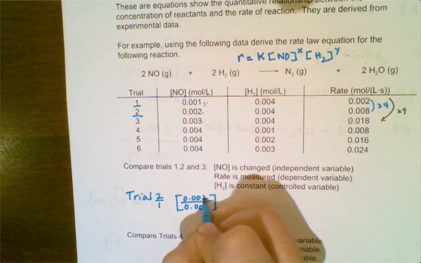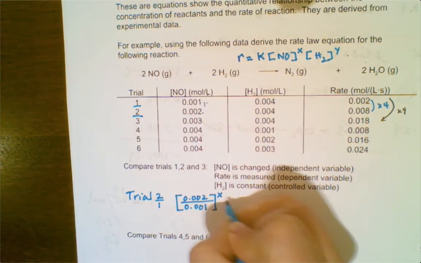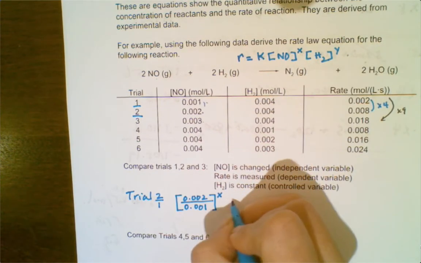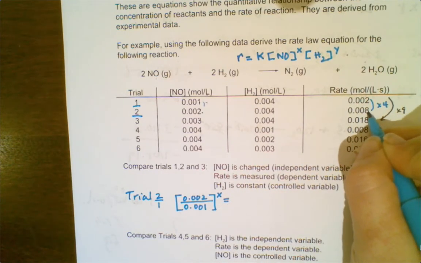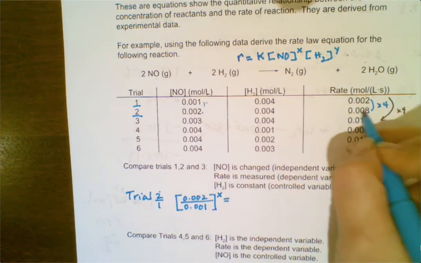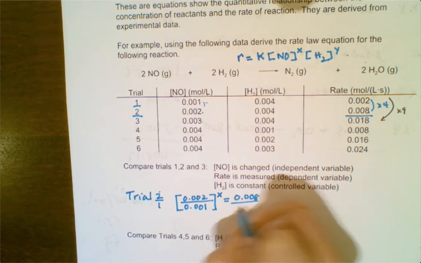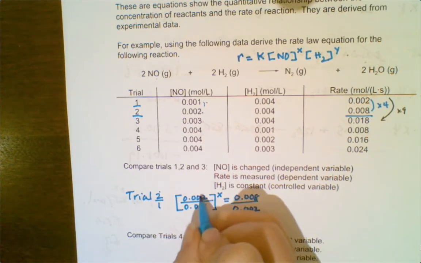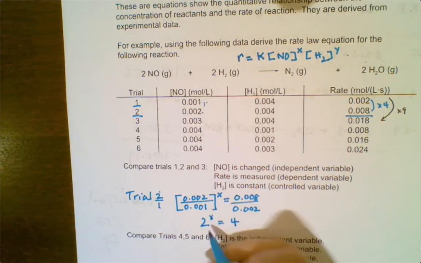So what I did was I took the higher concentration divided by the lower concentration to some power of x, because that's the exponent that I decided to pick for that particular reactant. Then I take a look at the rate. And because I did trial 2 divided by 1, I have to take the rate of trial 2 and divide that by the rate of trial 1. And what I see is I have 2 to the x equals 4.